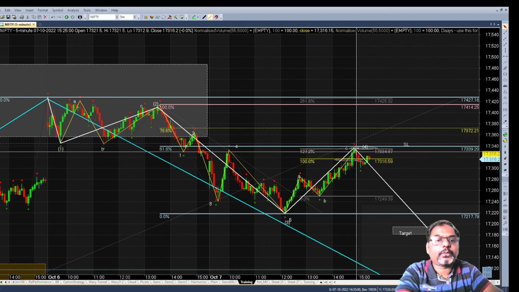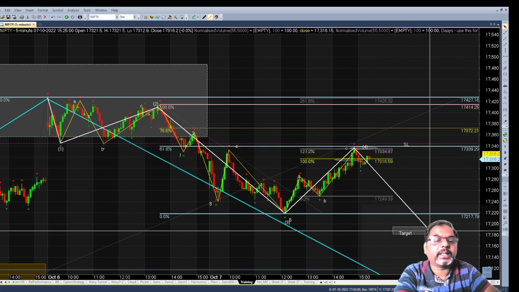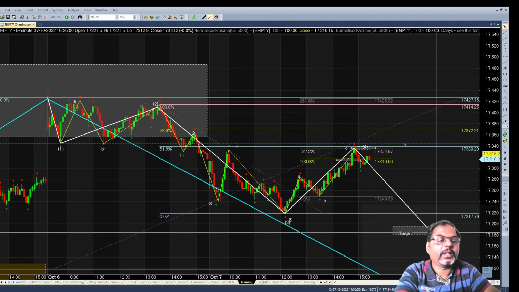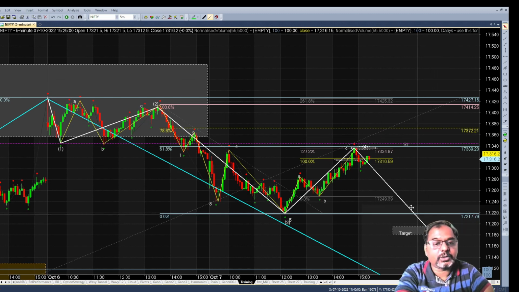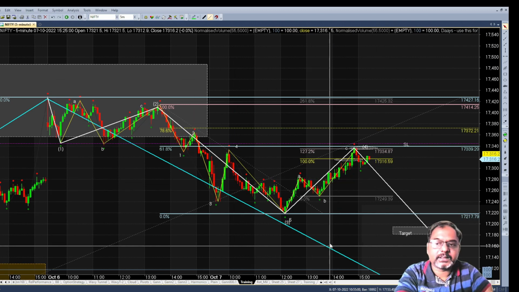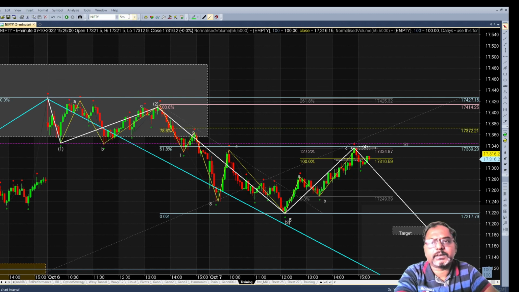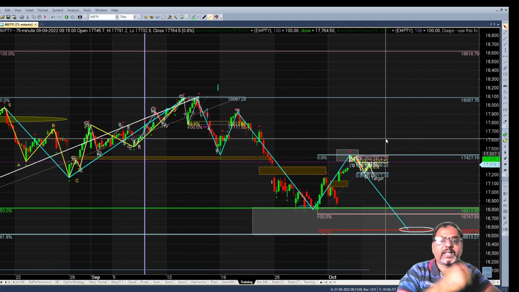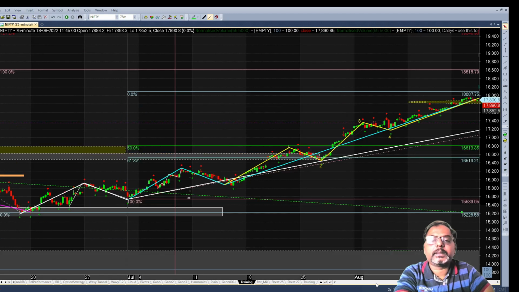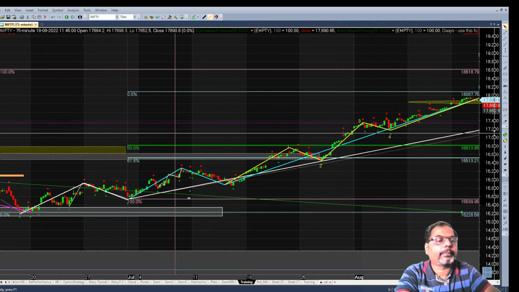So now from here, I am just going to put the target at 127% of wave 4, which is going to be near about this level. So now this is one way. I mean, that's the trade. But to show you, I will just show you how we count 1, 2, 3, 4, 5, and let's just look at some time frame.